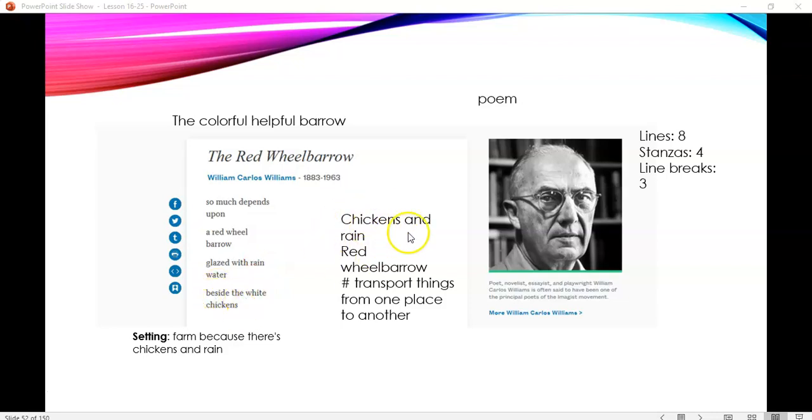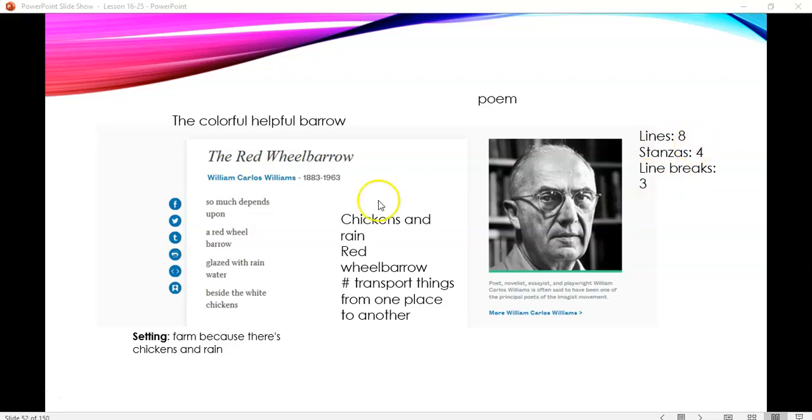So we said that it was talking about chickens and rain. There was a red wheelbarrow and a hashtag. So remember, our hashtag is a summary of what we just read. So we put transport things from one place to another because we know that's what a wheelbarrow does. Now, the setting, boys and girls, we inferred that it was in a farm because there's chickens and rain, and we know the chickens are outside, and I know that it rains outside, so we know it's outside. The speaker didn't tell me this, but I made an inference.